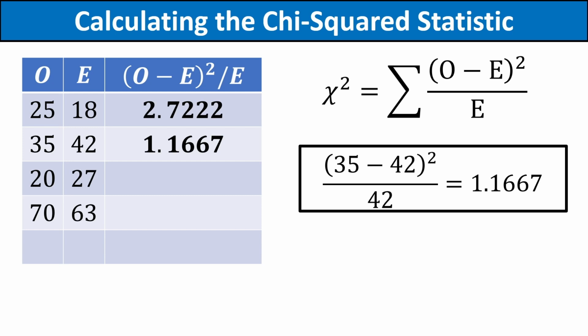Okay, here we observed 35. The expected count is 42. That difference, that deviance, you square it, divide again by the expectation, 42, you get 1.1667. Okay, go ahead now, pause the video again, do the next calculation. So here it was 20 minus 27 squared, divided by 27, 1.8148. Do the last calculation now. Pause the video, do the last calculation.